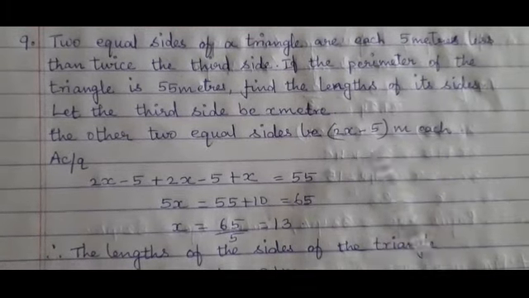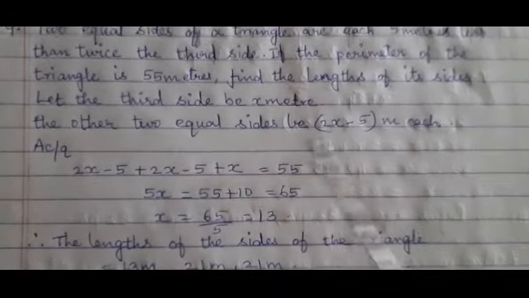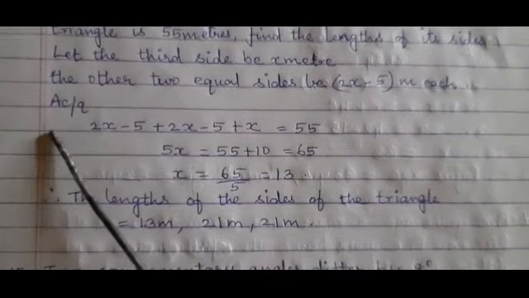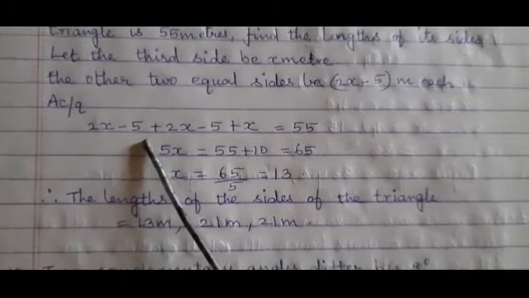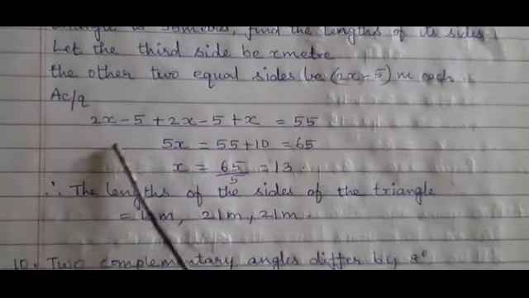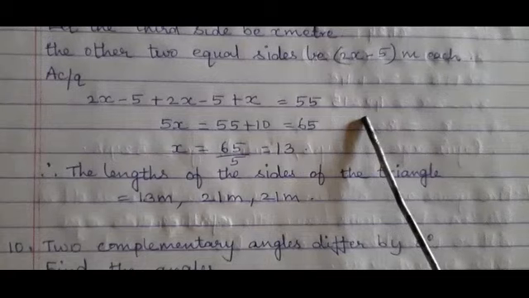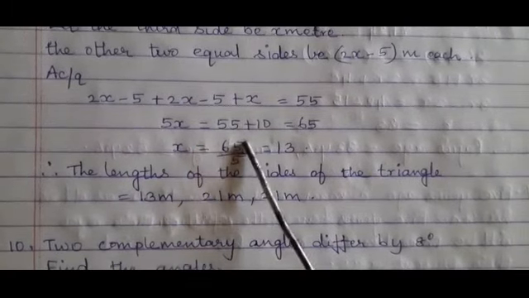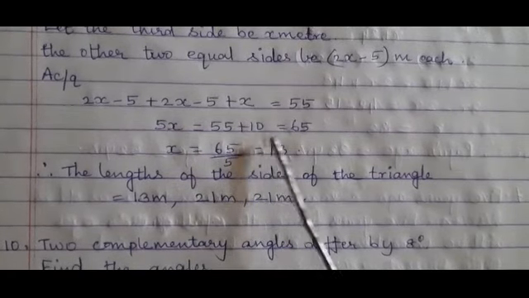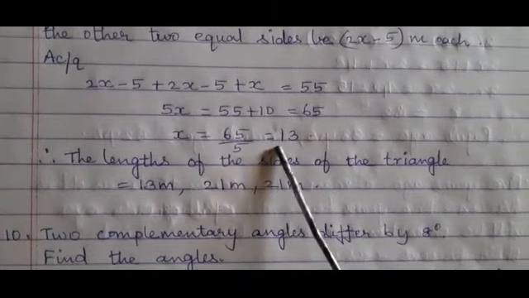That is, it is an isosceles triangle, two sides 2x minus 5, 2x minus 5, and the other side is x. You know that perimeter means sum of all the sides. According to the question, 2x minus 5 plus 2x minus 5 plus x equal to 55. Now you add all the variables together, separating variables and constants. 5x equal to 55, here it is minus 10. So using the transposition method, plus 10, which is equal to 65. So therefore x is equal to 65 by 5 equal to 13.